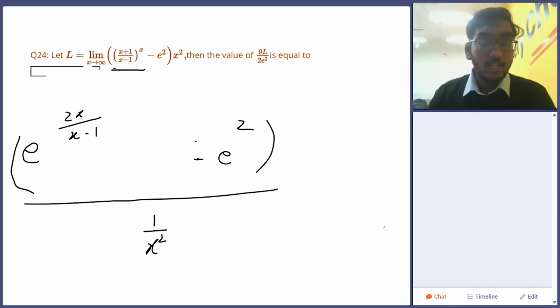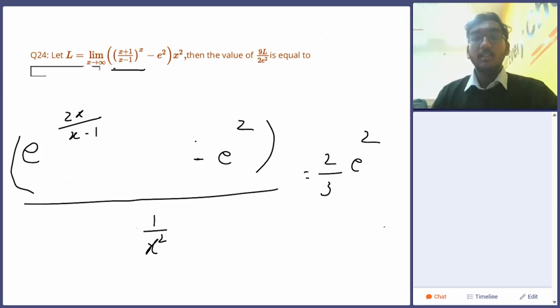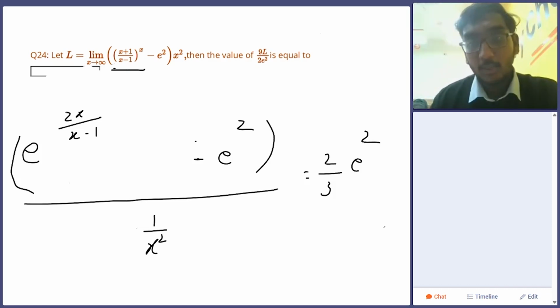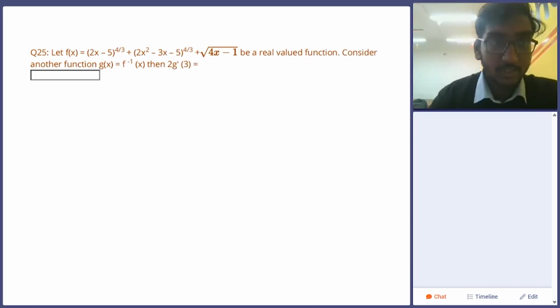If you evaluate, you will get it as what? 2 by 3 e square is what you will be getting. So if this is the value of L, what will be 9L by 2 e square? You have to multiply it with 9 and divide it by 2 e square, right? It will be 3. This particular value will be 3. 3 will be the answer. Okay, we'll move to the next question.